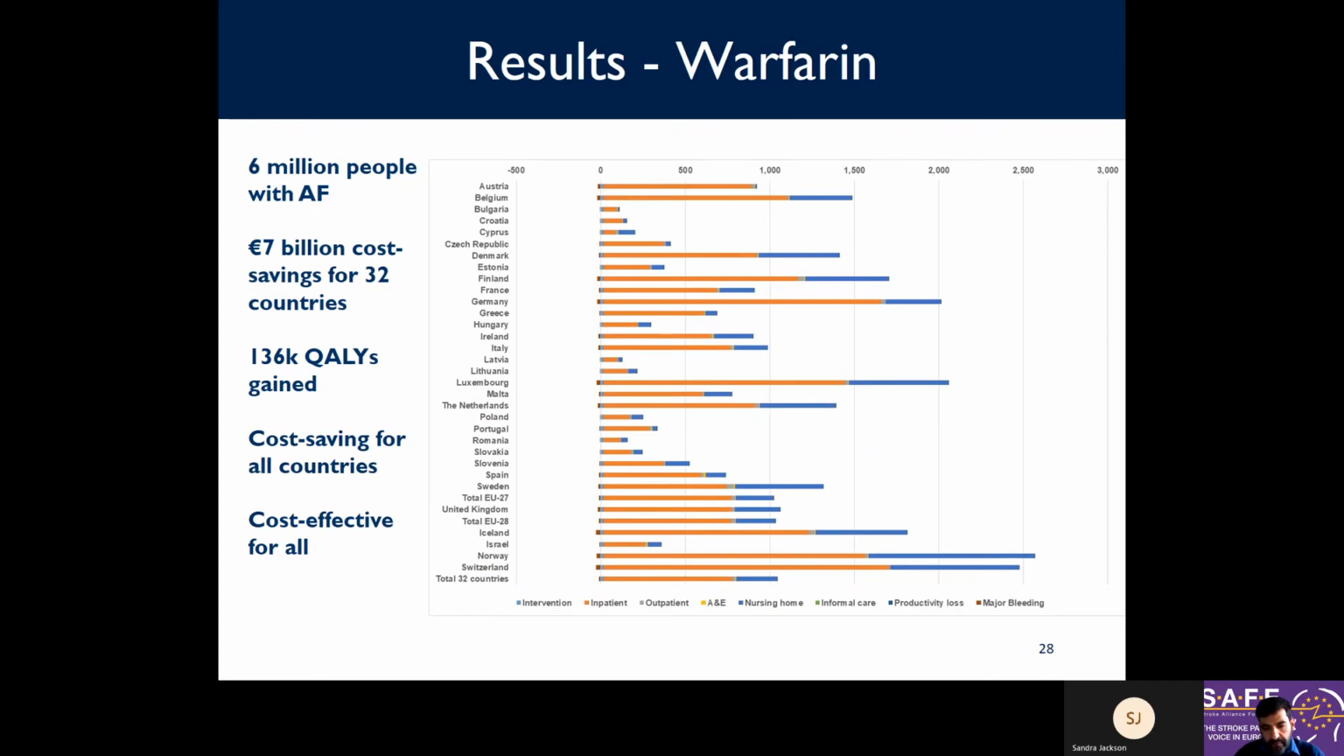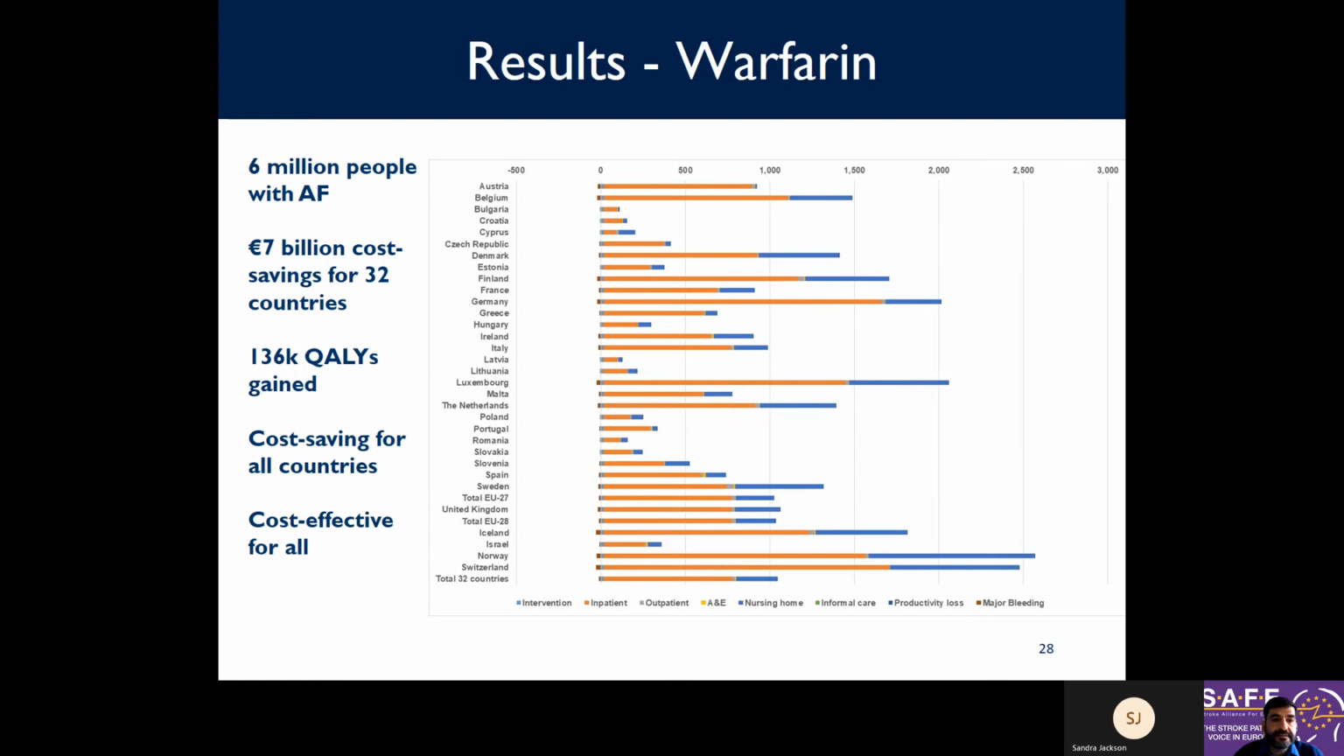So before I go into the results, what we did then was, all these 3 interventions, we modeled them in terms of a Markov model, so trying to replicate what would happen to these patients if they received the intervention or not. So for warfarin, we found that around 6 million people with AF would be candidates for the intervention.